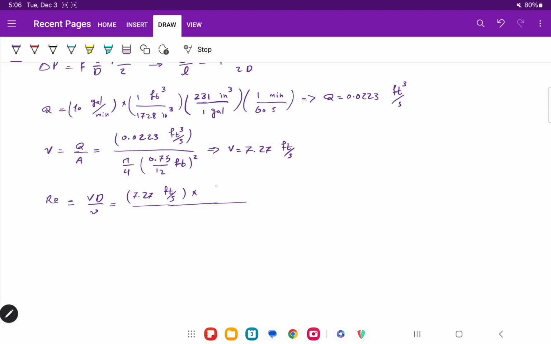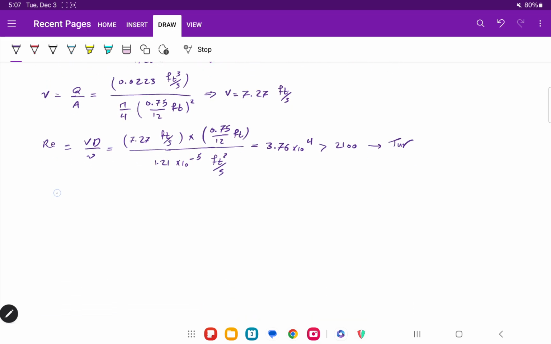Diameter is 0.75 over 12 feet. Nu is 1.21 × 10^-5 feet squared over second. So Reynolds number equals 3.76 × 10^4. It's greater than critical Reynolds number, so we have turbulent flow.